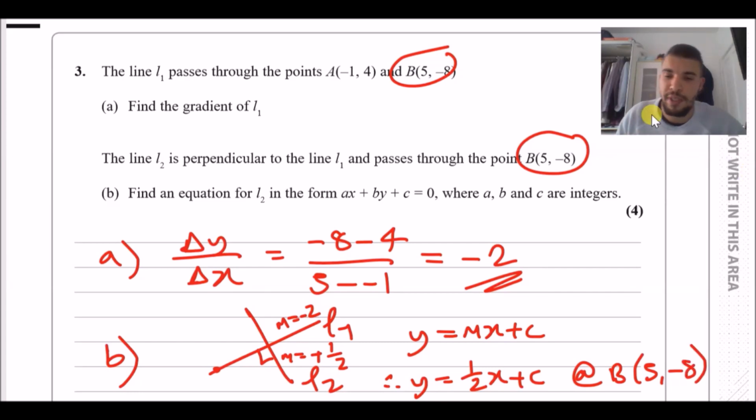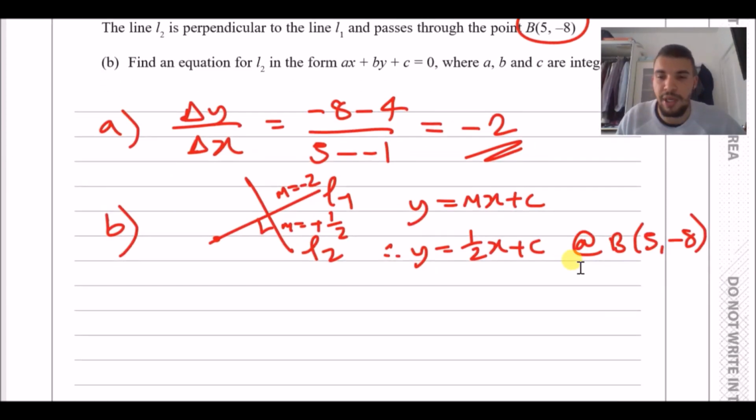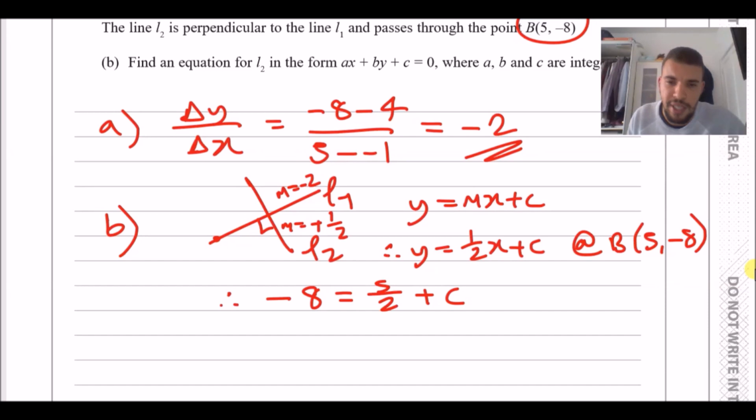Now the beautiful thing about these y equals mx plus c equations is that all you've got to do is find the value of c if you know what x and y are. We know x and y are 5 and -8. So, replacing the coordinates, y is -8 and x is 5, we're going to have an equation that looks like -8 equals half times 5, which is 5 over 2, plus c. And then go ahead and make c the subject.